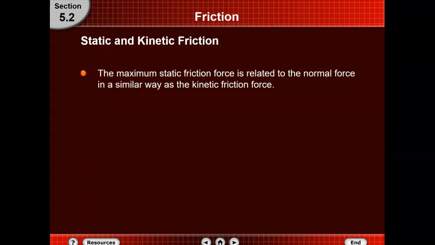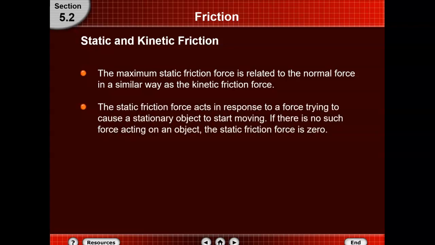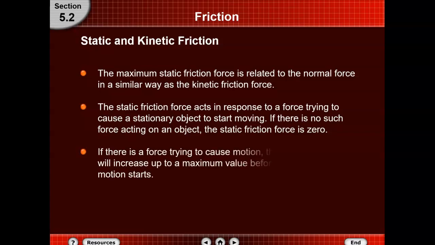Now that big spike that we saw earlier is what we call the maximum static friction. You have to apply that just to get it to move. The static friction force acts in response to the force trying to cause an object to start moving. And if there's a force trying to cause a motion, the static friction will increase up to a maximum point called your maximum static friction.